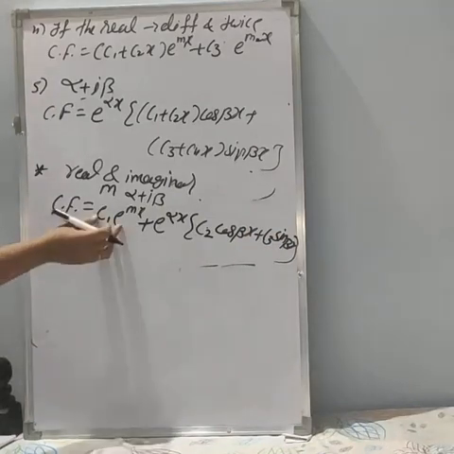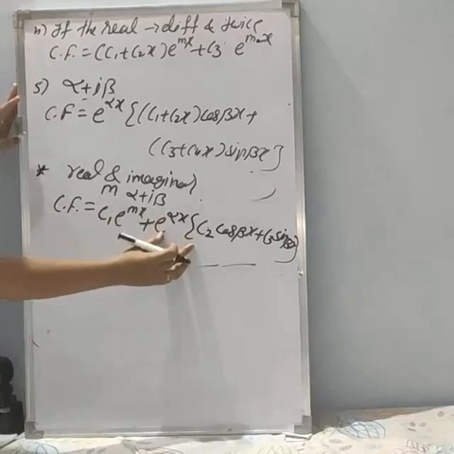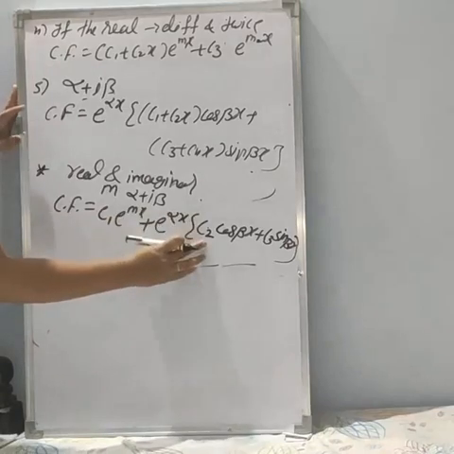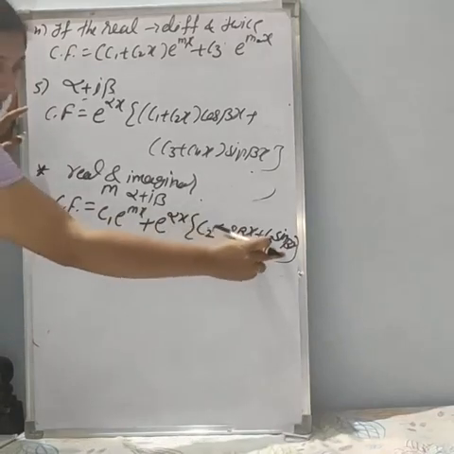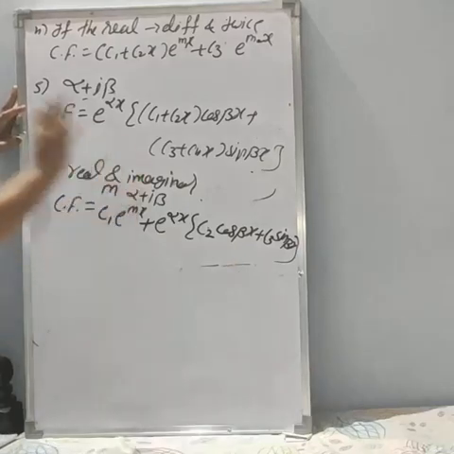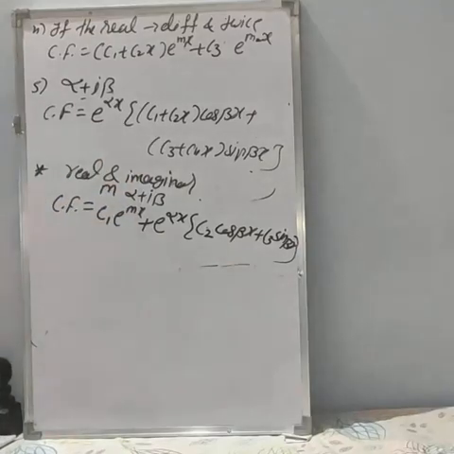Either you can write this term first or that term first, no problem. e to the power of alpha x, c1 cos beta x plus c2 sin beta x, plus c3 e to the power of mx. Both are the same. Okay, so these are the different cases depending on the roots of the equation. We will solve problems based on these cases in the next class.